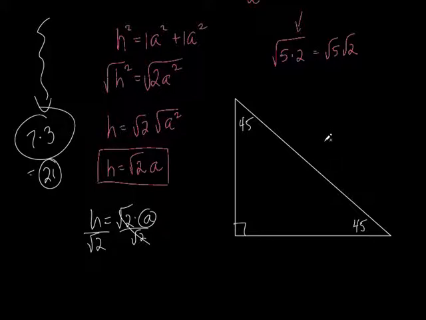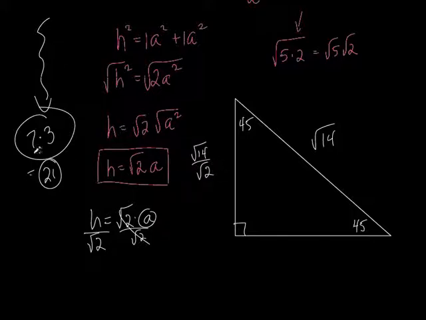All right. So what if we had this? Watch this. This looks like it would be harder. It's not so bad. What if we had square root of, I don't know, 14? How would you find the leg? That's right. Take the square root of 14 divided by the square root of 2.